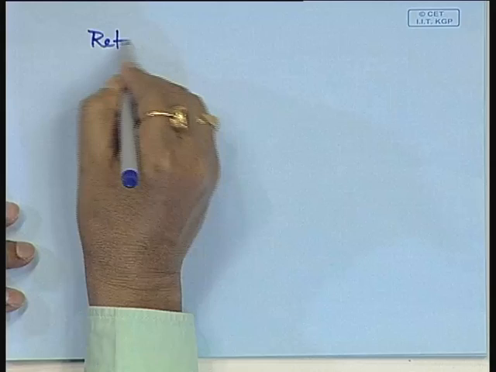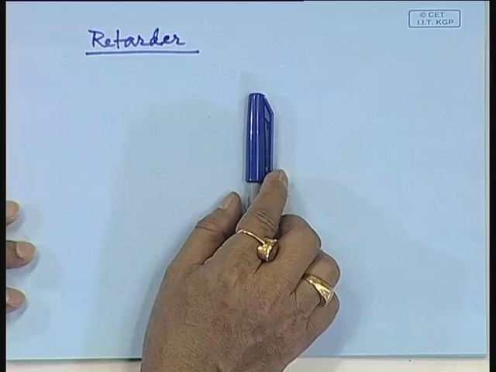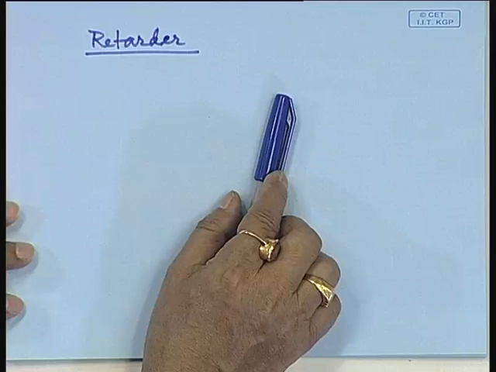One is retarder. Mostly modifiers are retarders. Retarder molecules retard the vulcanization, or premature vulcanization, or premature cross-linking, before final shaping. Retarder molecules are used, say cyclohexyl thiophthalimide, N-cyclohexyl thiophthalimide.